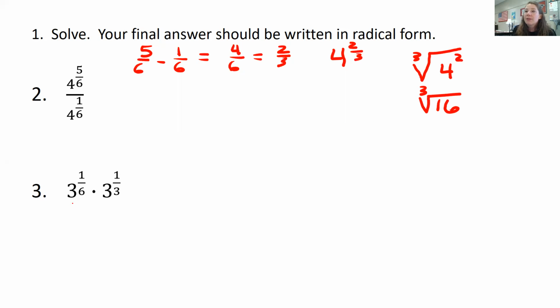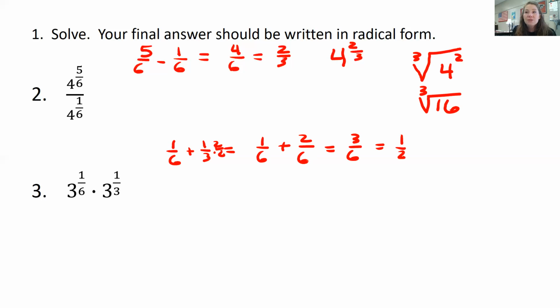All right, number 3, we have 2 numbers that have the same base that are being multiplied. So the rule for their exponents is you add them. So 1/6 plus 1/3. To add fractions, we must have common denominators. So 1/3 times 2/2. 2 times 1 is 2, and 3 times 2 is 6. So we add our numerators, we get 3/6, which is equal to 1/2.